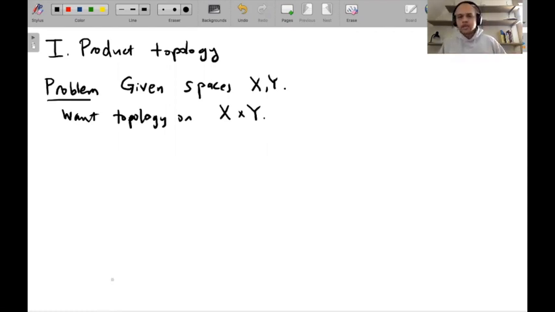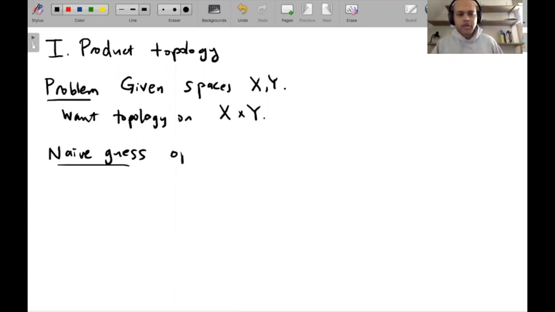Okay, so this is something that we'd like, taking products to be an operation on topological spaces. And so the question is, how do we define a topology on the product? And so we need to say when sets are open. So here's a naive guess that you might make. Well, open sets in the product should be products of open sets in the individual spaces.